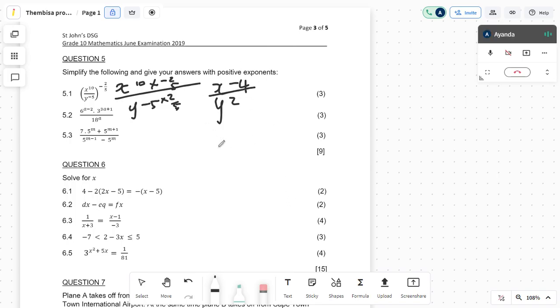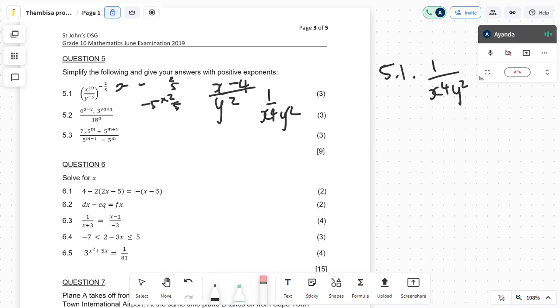And now remember, we want our answer in the positive exponential form. So we can rewrite this by bringing the x to the power of negative 4 to the denominator and rewriting this as 1 over x to the power of 4 y squared. So let's rewrite that neatly on the other side. 5.1. Our answer is 1 over x to the 4 y squared.